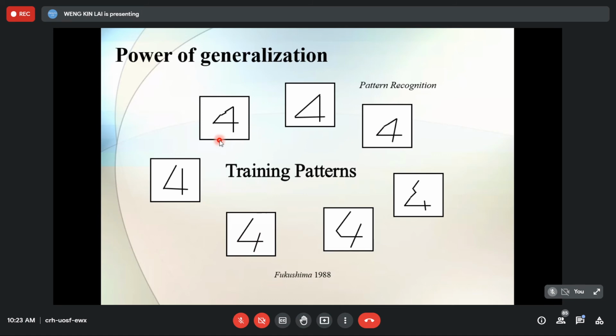But of course, this is measuring in terms of speed and also storage, not in terms of the capability to recognize images. So again, that is a different story.